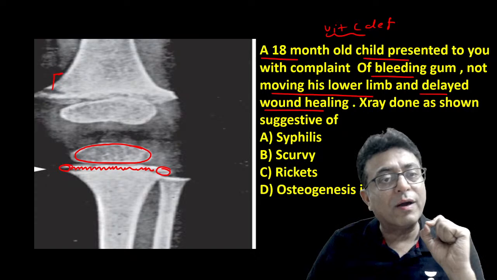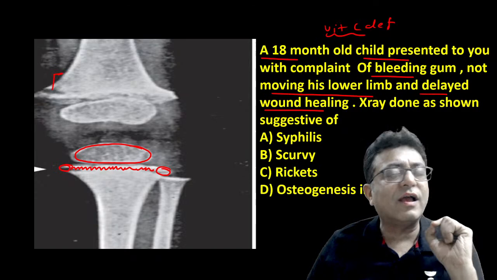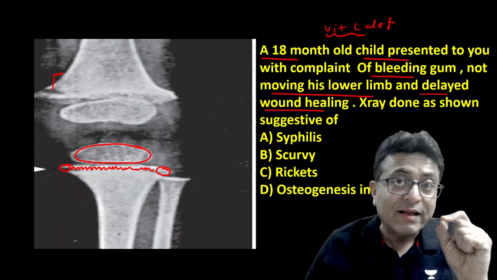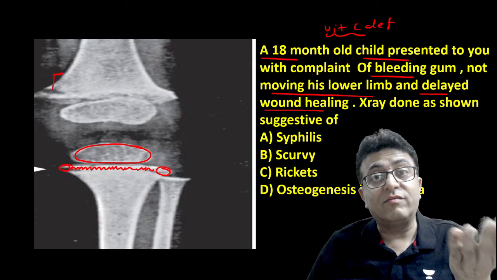This is a classical image-based question. When we were in our PG days, there was no internet, no mobile, no Google, no such images. So our examiners had a box in which classical X-rays were kept. Rickets, scurvy, they preserved those classical X-rays.